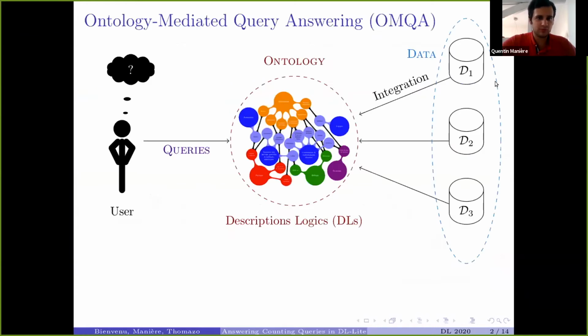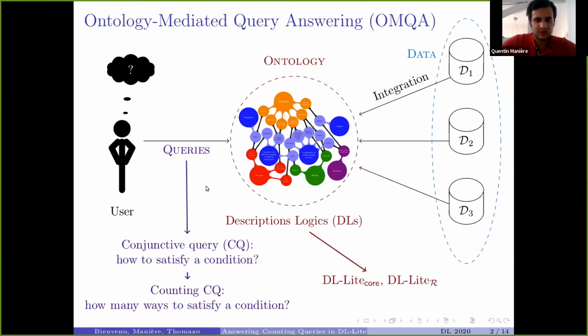And so the framework we're investigating is ontology-mediated query answering. The point is to connect a user with several data sources. To do so, we put in the middle an ontology expressed with description logics. And the most common queries investigated are conjunctive queries, which are mainly asking how to satisfy a condition.